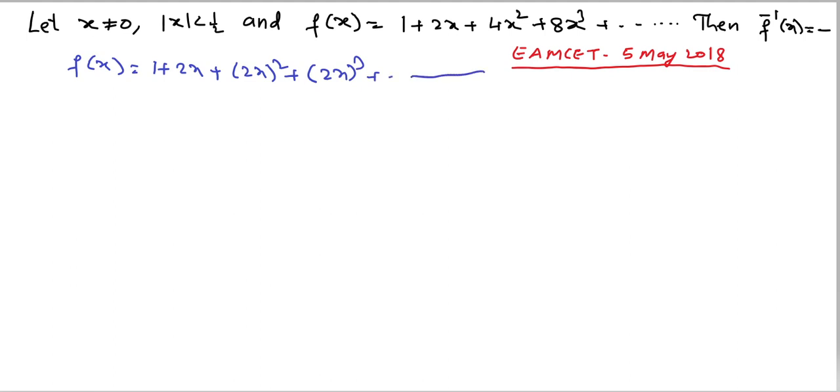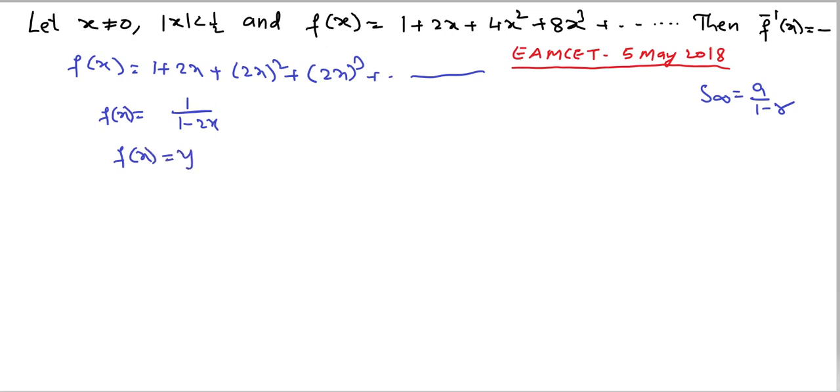This is an infinite GP. For an infinite GP, S infinity is equal to a by 1 minus r. So the value is 1 by 1 minus r, that is 1 by 1 minus 2x. This is the given function f of x. First we find the inverse of x.